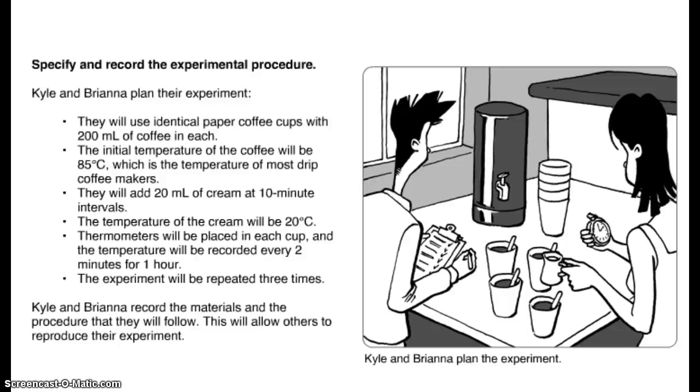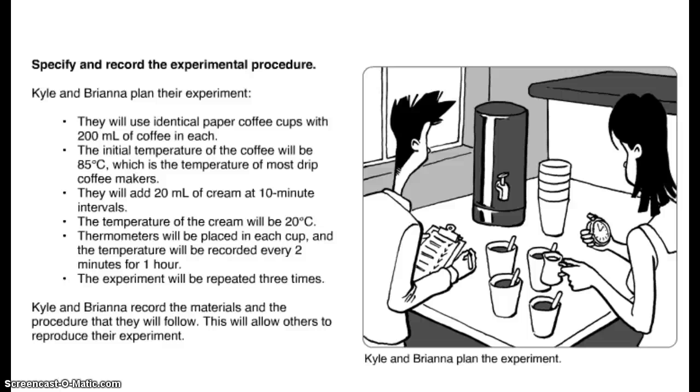Specify and record the experimental procedure. Kyle and Brianna plan their experiment. They will use identical paper coffee cups with 200 milliliters of coffee in each. The initial temperature of the coffee will be 85 degrees Celsius, which is the temperature of most drip coffee makers. They will add 20 mils of creamer at 10-minute intervals. The temperature of the cream will be 20 degrees Celsius.